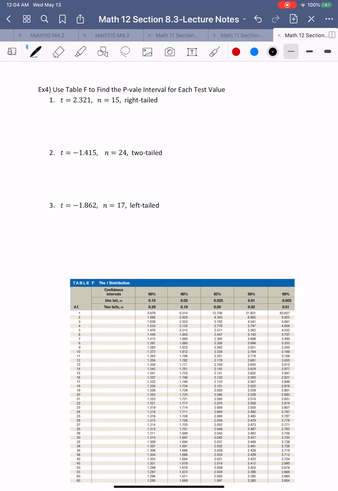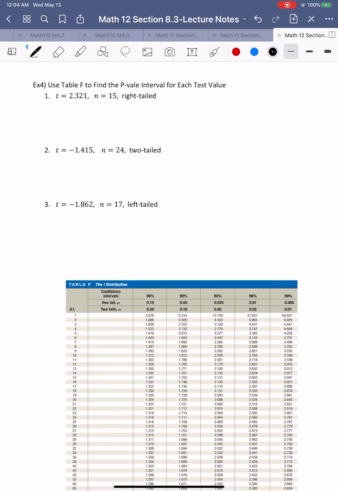Okay. Now we try to use a p-value this time. So use the table F to find the p-value. So I have actually the table in here to use. Okay. So t equal to 2.321 and n equal to 15. So first of all, we need to find the degree of freedom, which is n minus 1, which is 14. So from the 14, okay, which is the 14 is right here.